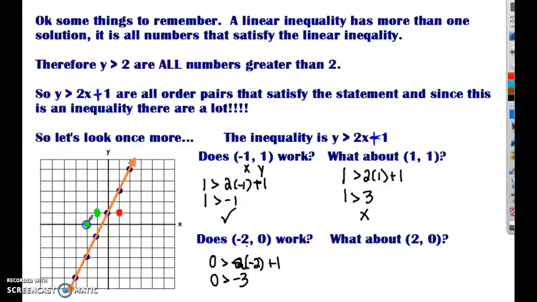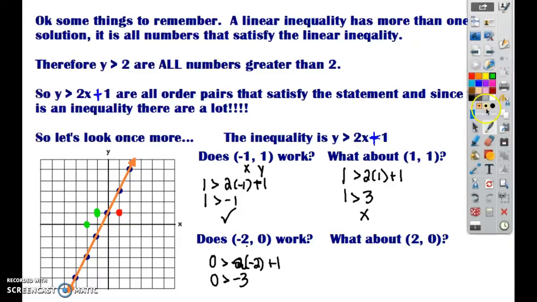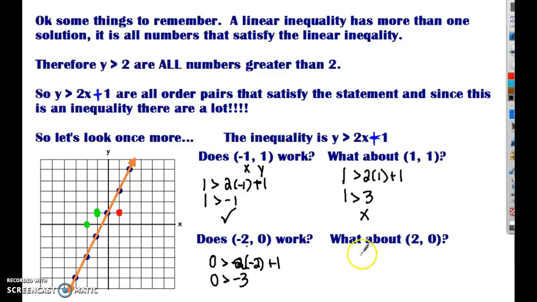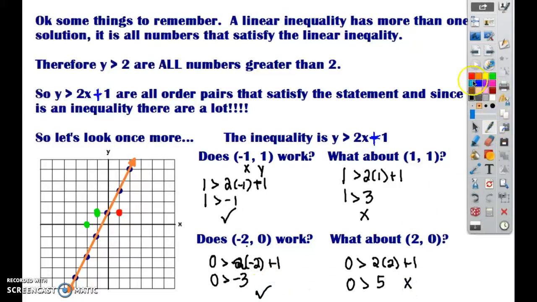What about (2, 0)? All right, is 0 greater than 2 times 2 plus 1? 2 times 2 is 4. 4 plus 1 is 5. Is 0 greater than 5? That's a lie. No, you don't work. So we're going to say that (2, 0) does not work.